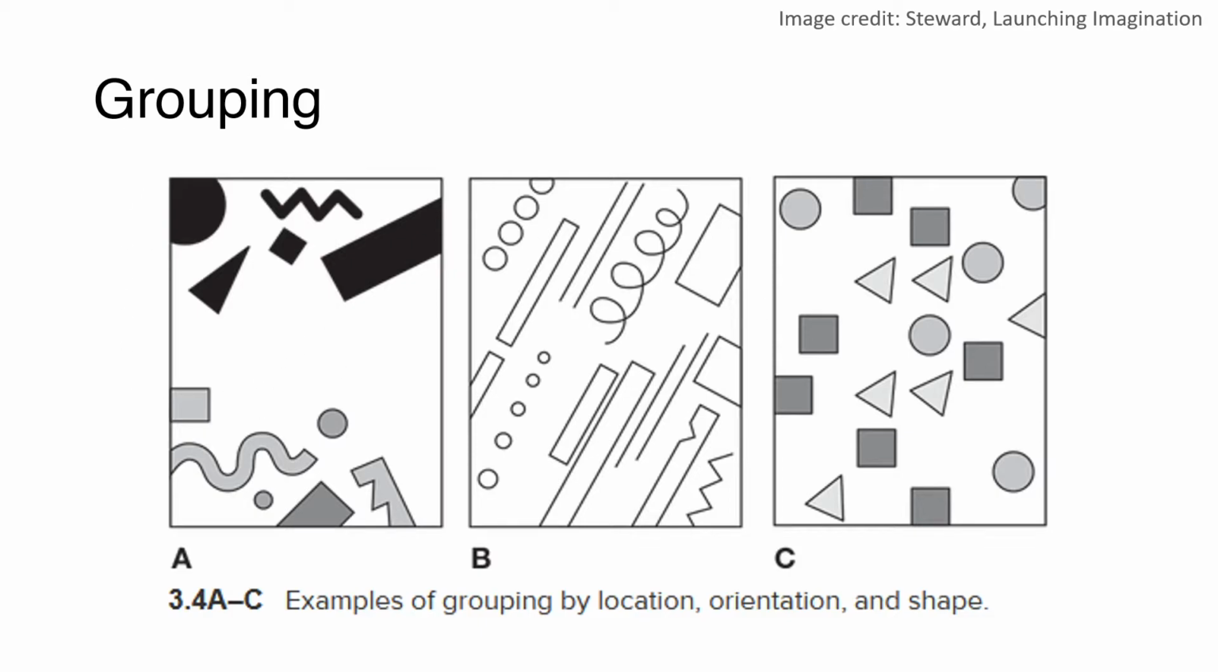And in the image B, the diagonal orientation of elements create cohesion of different shapes. So all the elements are positioned diagonally, which creates the unity within the composition. And image C, they are grouped by the shapes and shades as well. So triangles, circles, and squares.